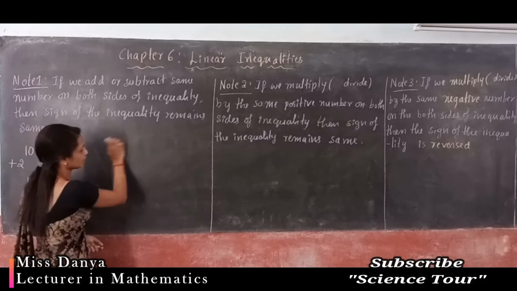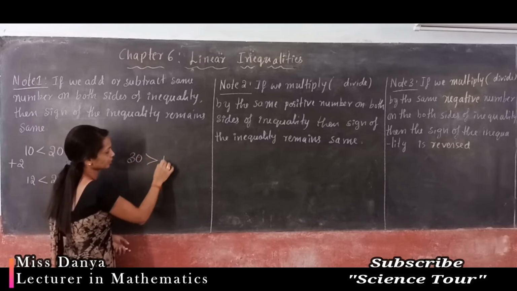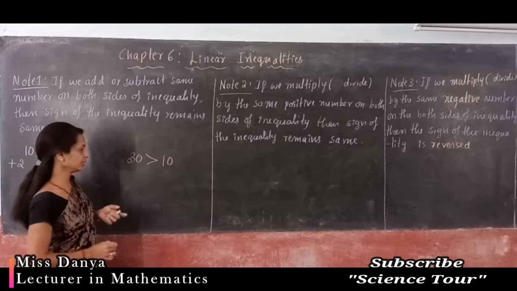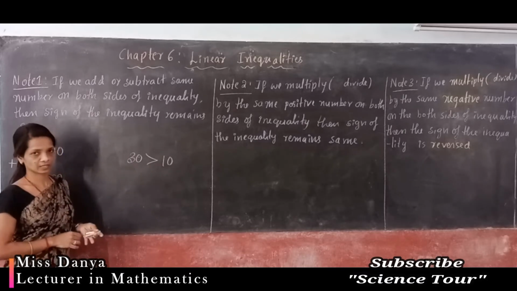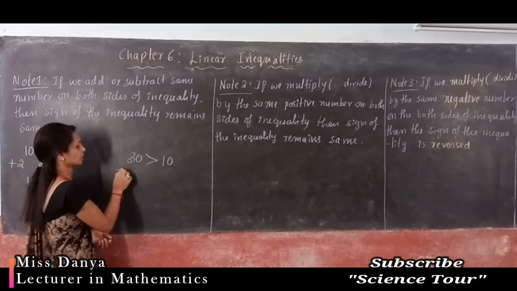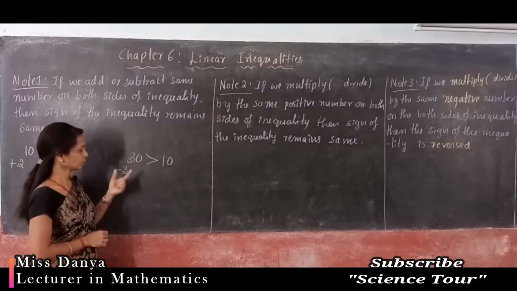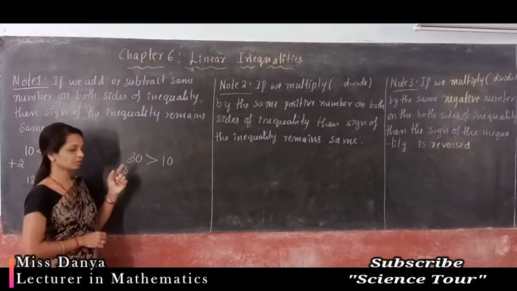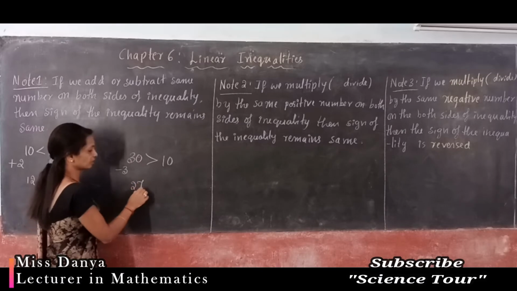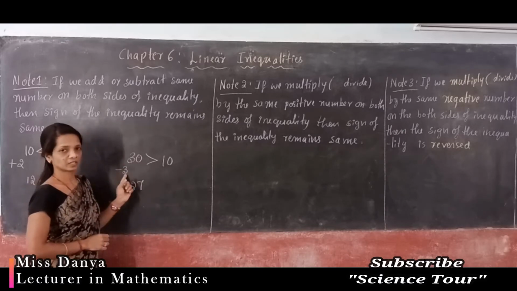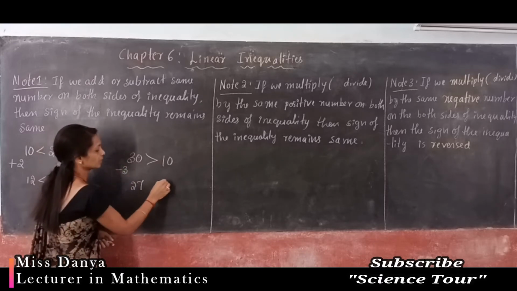Okay, I'll take one more example. 30 is greater than 10. If you take this inequality, now we subtract the same number from both sides of this inequality. We subtract 3 from both sides of this inequality. If you subtract 3 from 30, what will you get? 30 minus 3, you will get 27, right? And 10 minus 3, subtract 3 from 10, what will you get? 10 minus 3, that is 7.